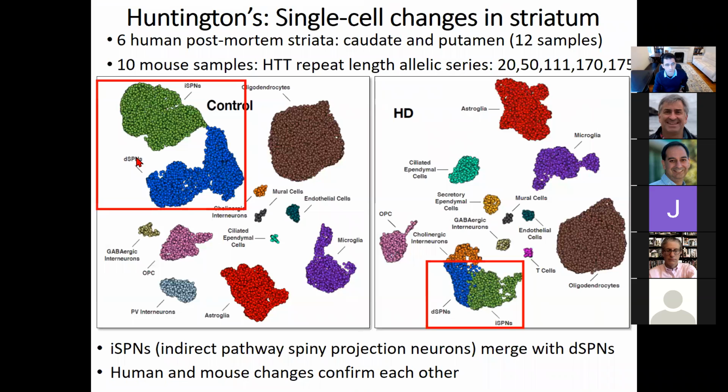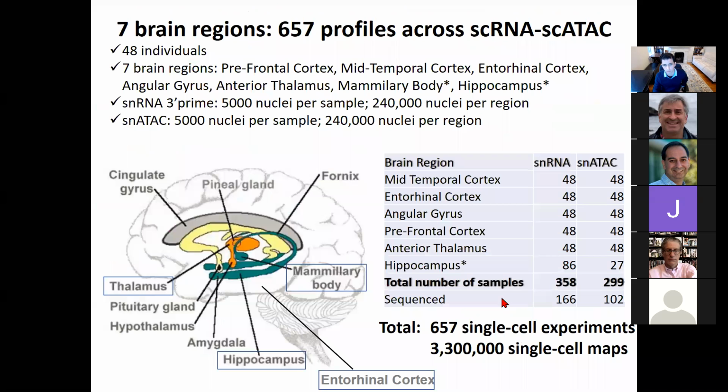We've done this in Huntington's disease. This paper was just published a few months ago, looking at direct pathway versus indirect pathway spiny projection neurons, which are quite distinct in their cellular identity prior to Huntington's. But with Huntington's, you basically see the loss of identity. And indeed, this is one of the cell types that is thought to be strongly associated with Huntington's.